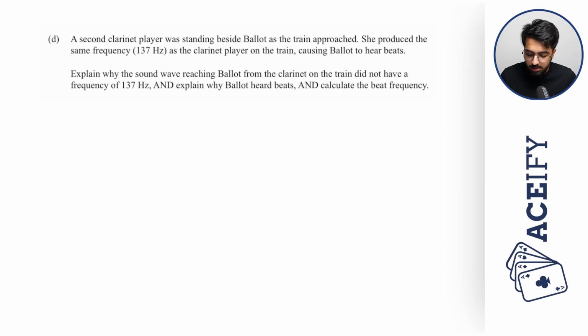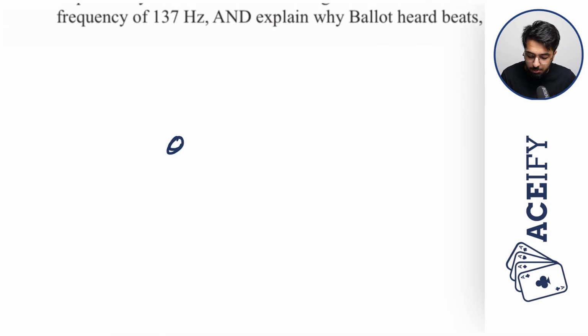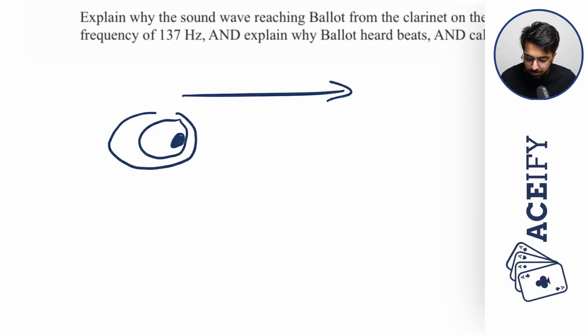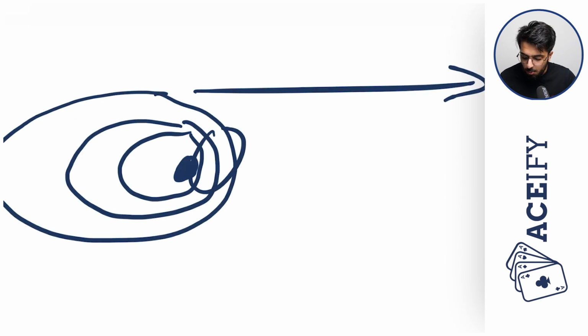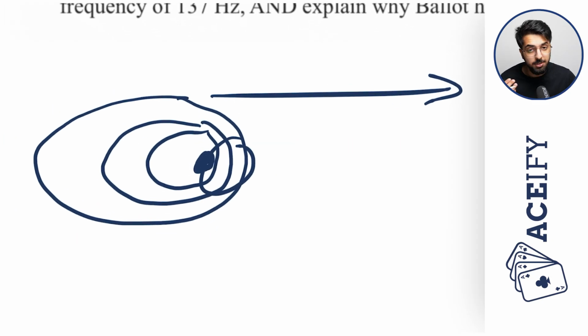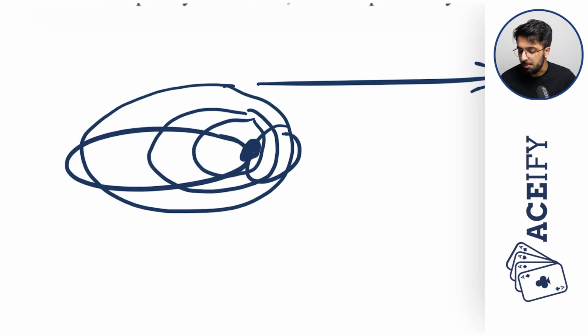Alright, so the reason why Belliot did not hear 137 Hz is because our clarinet player on the train, which we can model as a dot, okay, as the train moves, this causes the clarinet player to catch up to previously emitted wavefronts that are produced by the clarinet, okay? And so as the wavefronts move forward, the clarinet player is also moving forward. And so what this results in is the wavefronts in front of the clarinet player being bunched up, but the wavefronts behind the clarinet player being spread out.